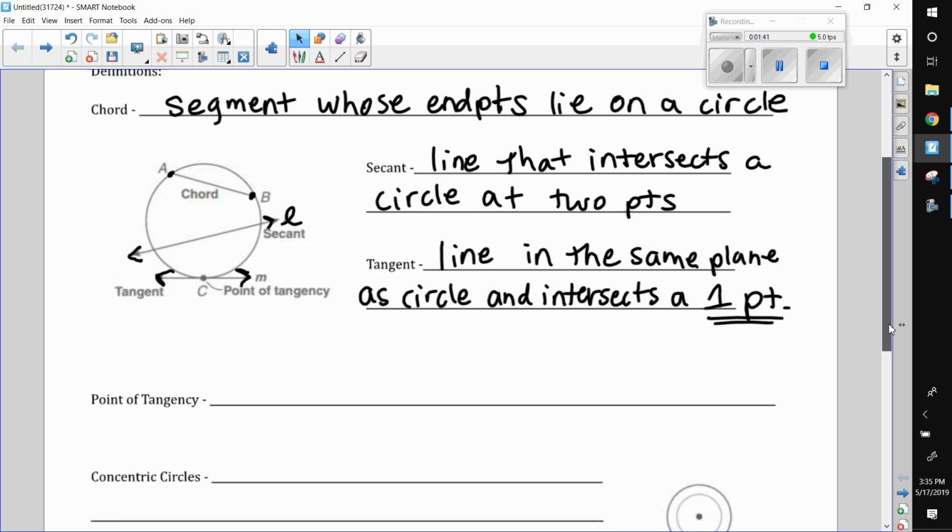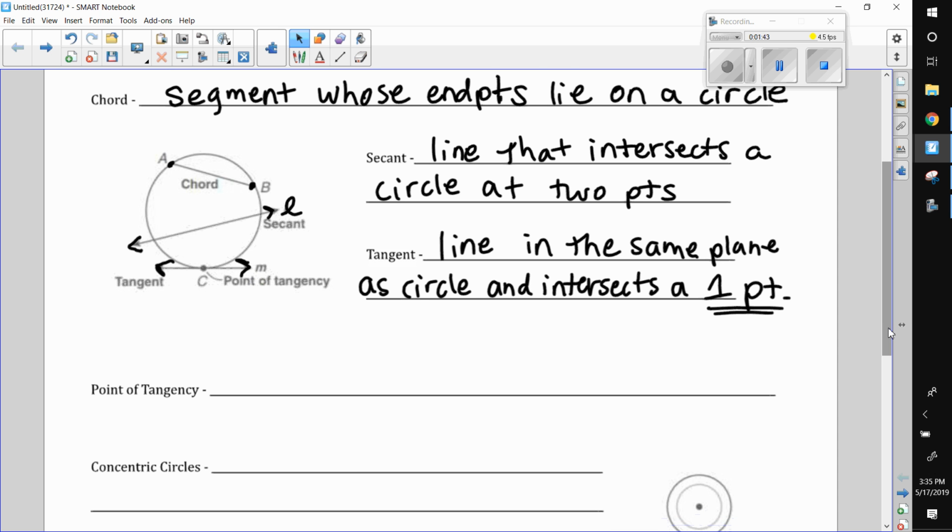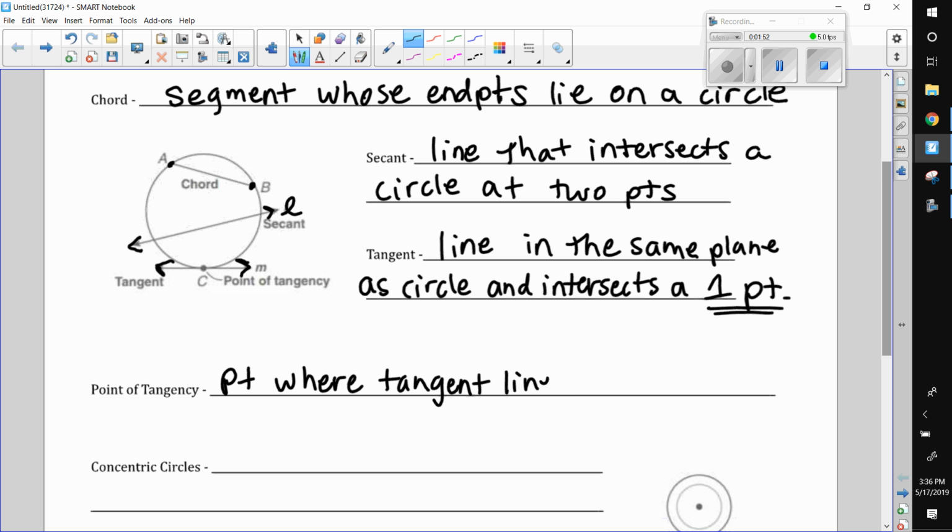And then you have your point of tangency, which I'm sure you can guess, but this is your point where your tangent line and circle meet or intersect. You can see it's just that singular point. It only touches that 1 time.